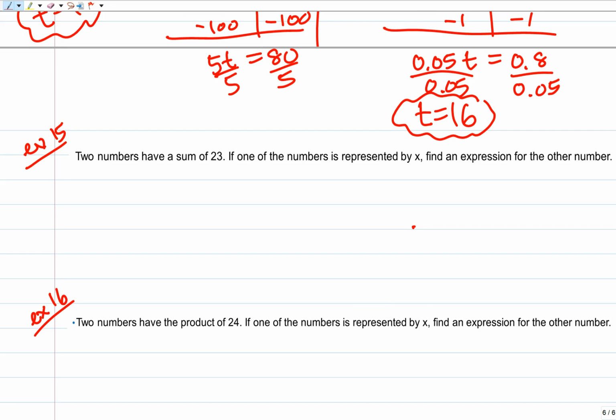Two numbers have a... Yeah. You got time.